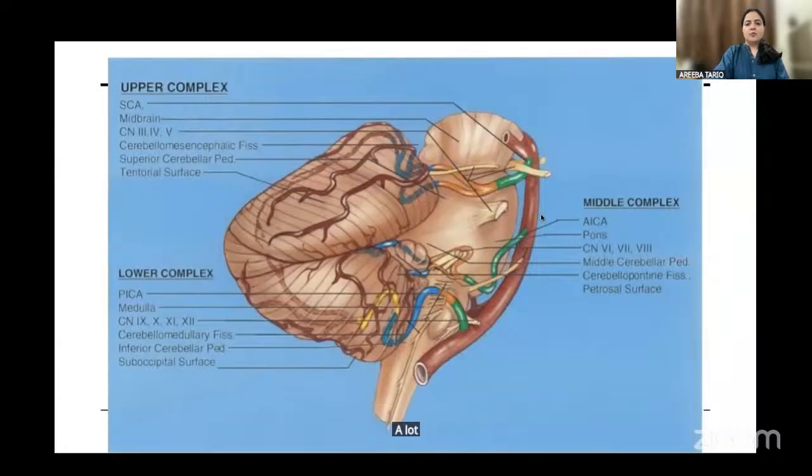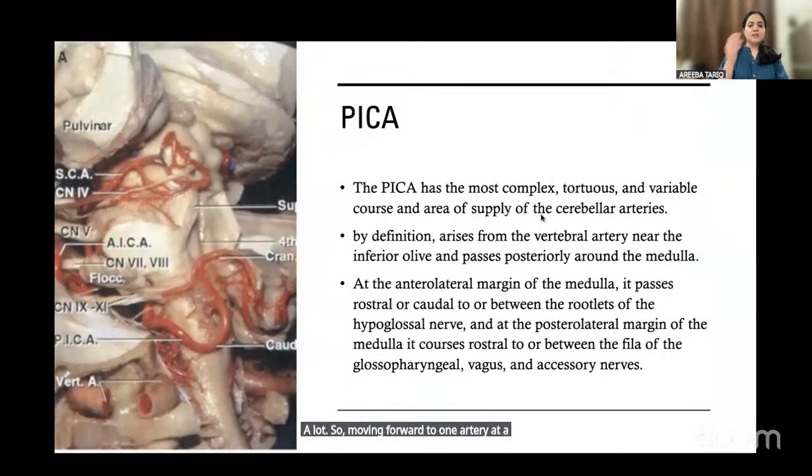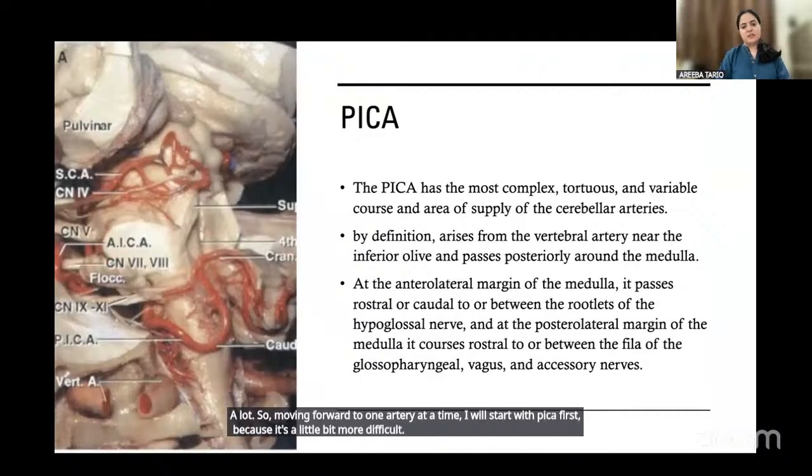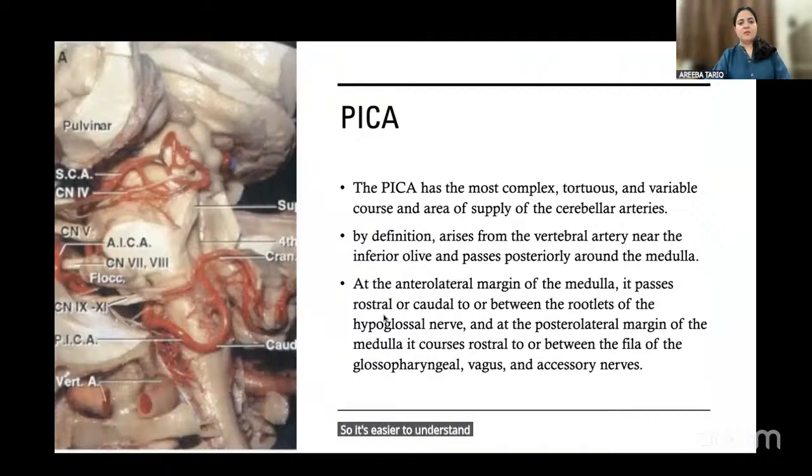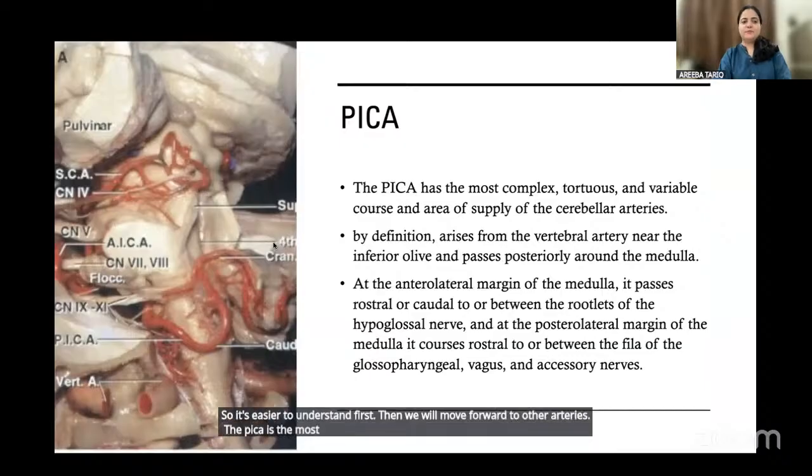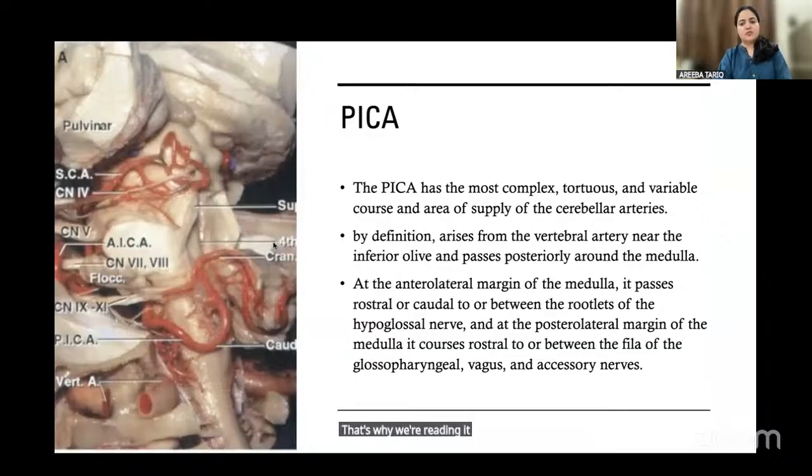Moving forward to one artery at a time, I will start with PICA first because it's a little more difficult. It's easier to understand first, then we will move on to the other arteries. PICA is the most complex, that's why we're reading it first. It has a tortuous and variable course, and an area of supply of the cerebellar arteries.